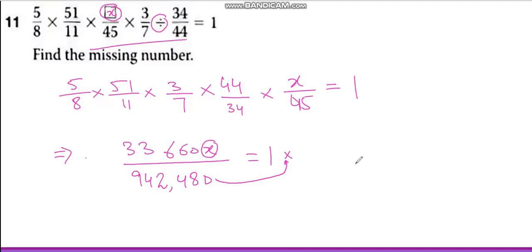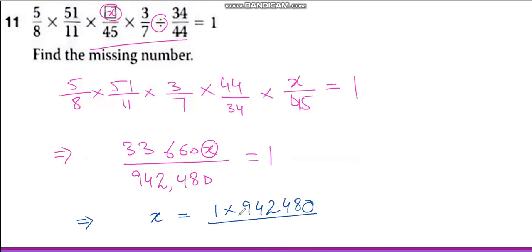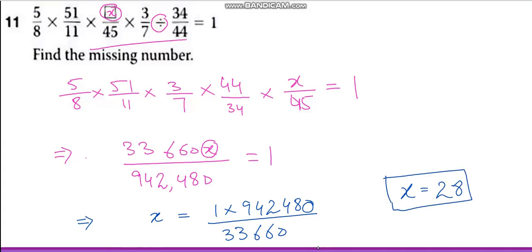So let me rewrite the equation as 1 times 942,480, divided by 33,660. Finally, if I divide the numerator by the denominator using a calculator, I will get 28. It means the unknown numerator was 28. Now let's proceed to the next question.